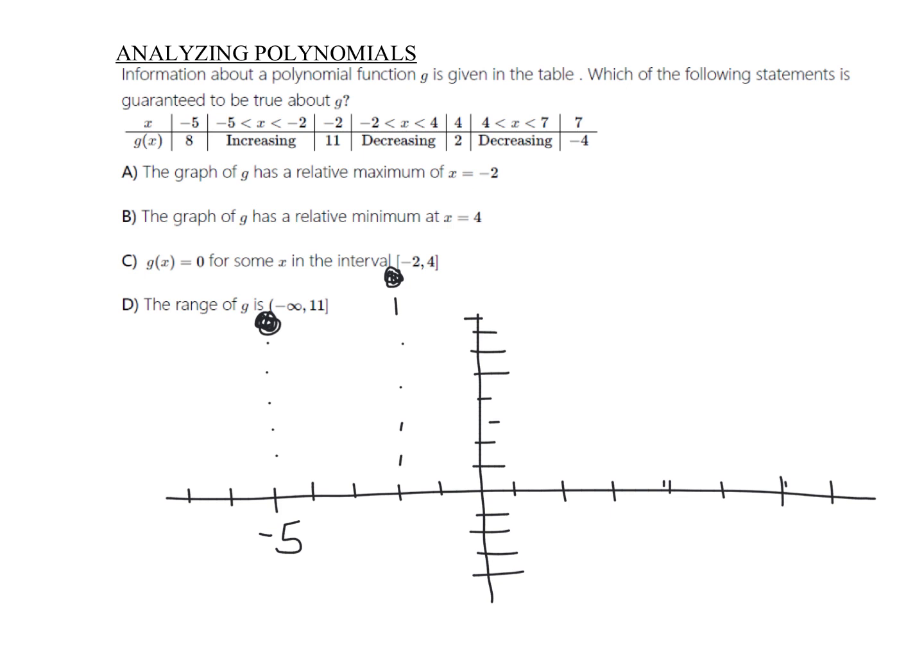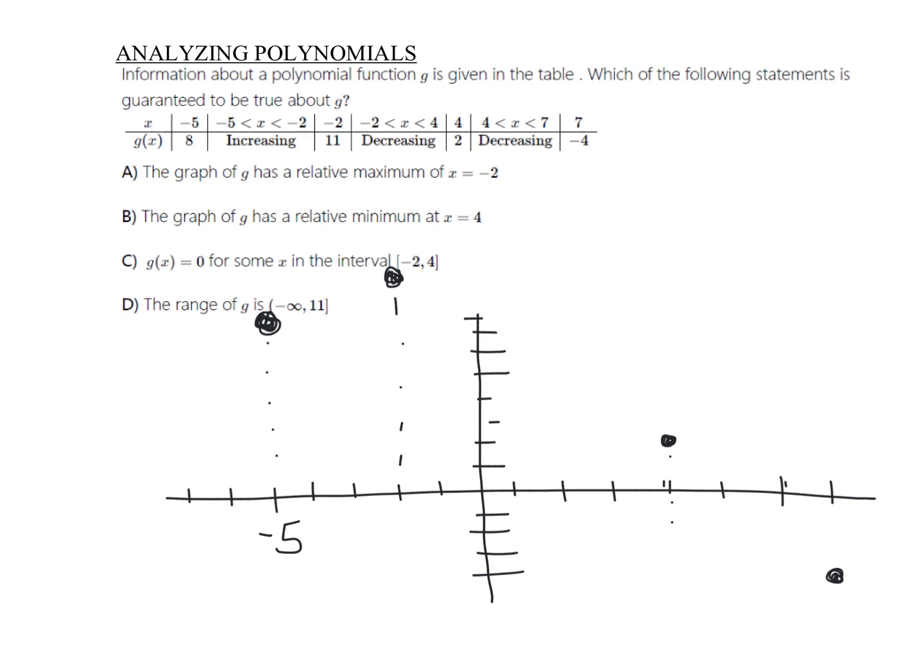Okay, the next one is 4, 2. 1, 2, 3, 4, 2. I'm just approximating. It's right there. And what else do I have? 1, 2, 3, 4, 5, 6, 7, negative 4. I'll just approximate there. Just a sketch to help me. Okay, so what do I know about g of x?